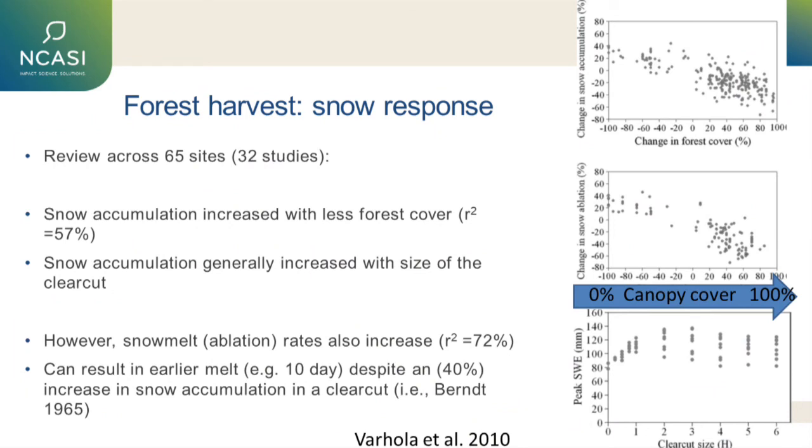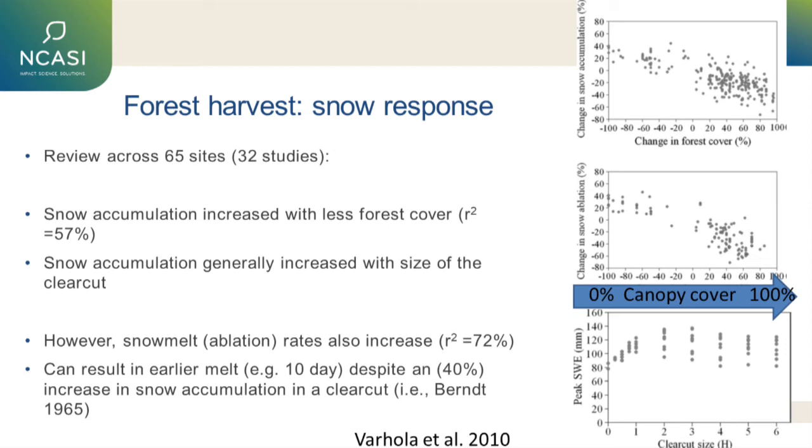within their watershed. So moving into snowpack dynamics, this ties back into what we observed earlier for the post-fire response in terms of snowpack. A review of 65 sites, including 32 studies across the globe, has shown that as forest cover increases, you have less snow accumulation. And so with a clear cut, this bottom panel shows clear cut size, and as clear cut size increases, peak snow water equivalent increases as well. So it's basically another way to say greater snow accumulation in a clear cut area.